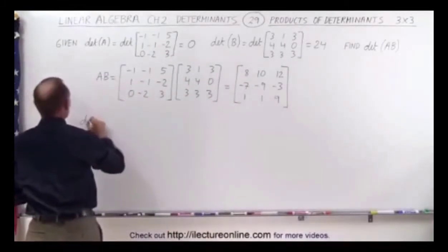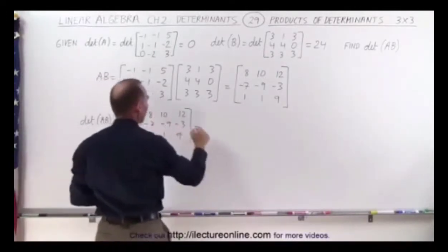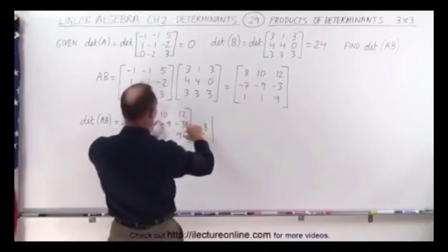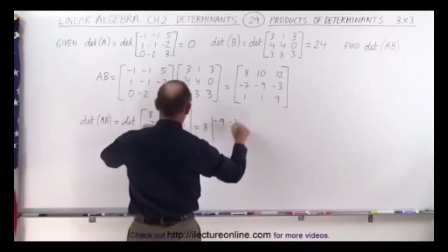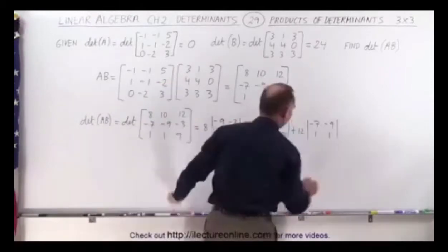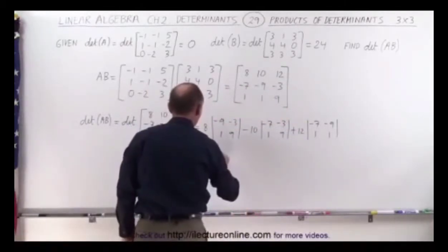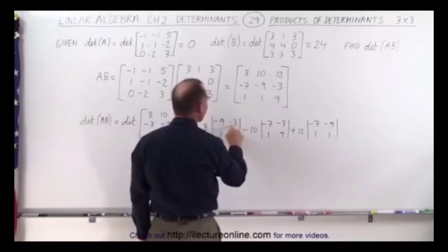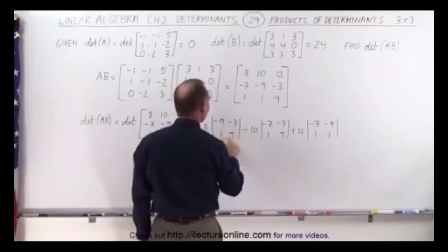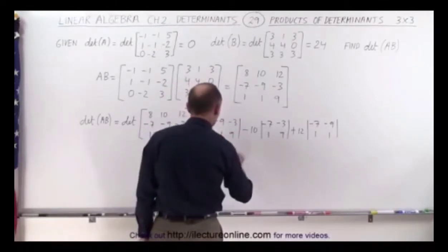So we're going to take the determinant of the product AB, which is equal to, taking the first element, 8, times the minor matrix. These four elements right here are the minor determinant. That would be minus 9, minus 3, 1, and 9. Like this. Now let's go ahead and work that out and see what we get. This is equal to 8 times minus 81 minus a minus 3, that's plus 3. Minus 81 plus 3, that gives us minus 78.